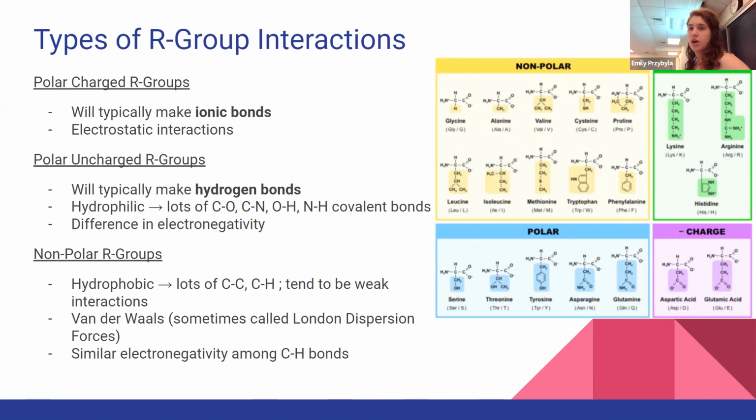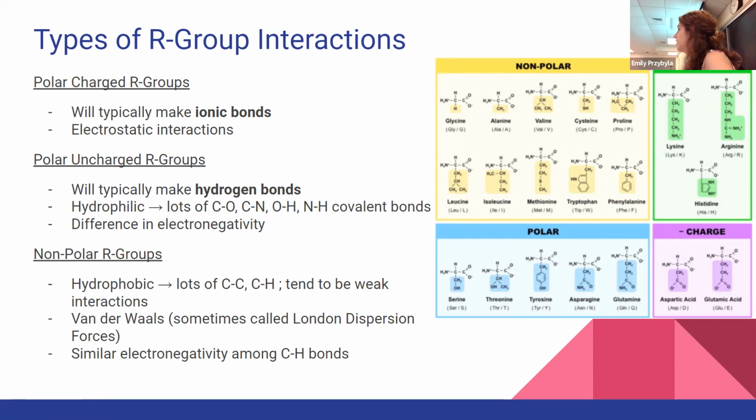Nonpolar R groups, which are R yellows, do not have a very strong change in electronegativity. So they're hydrophobic, lots of C's and H's. They're weak, the weakest of the interactions. We call them van der Waals interactions in this class, London dispersion forces, or electrostatic interactions. You'll hear a lot of different names for that because of the similar electronegativity.